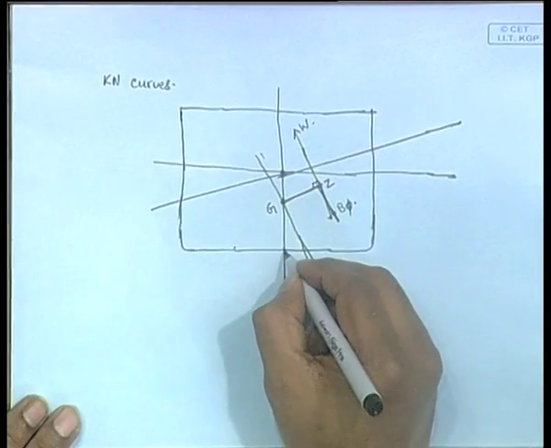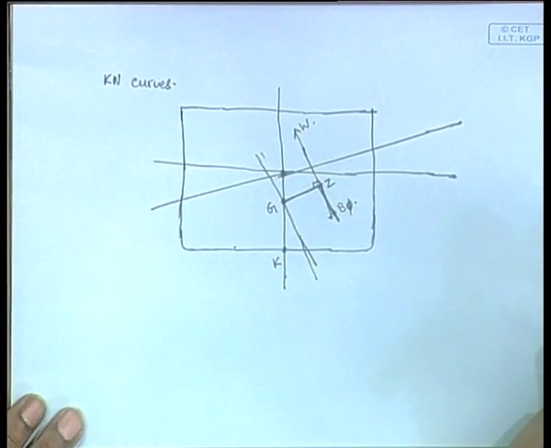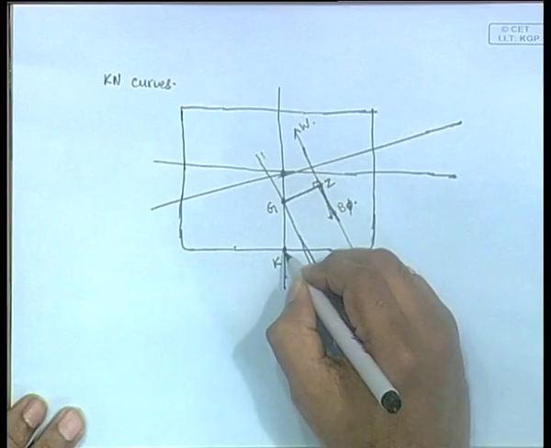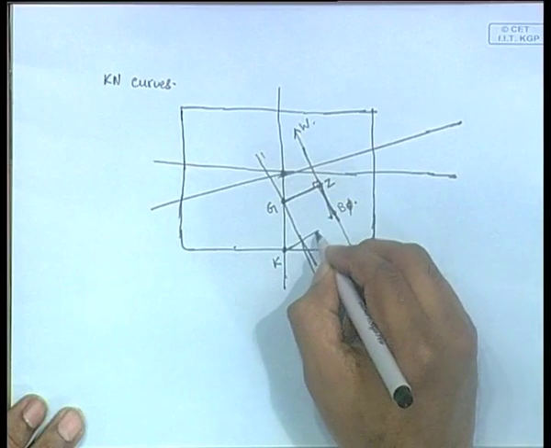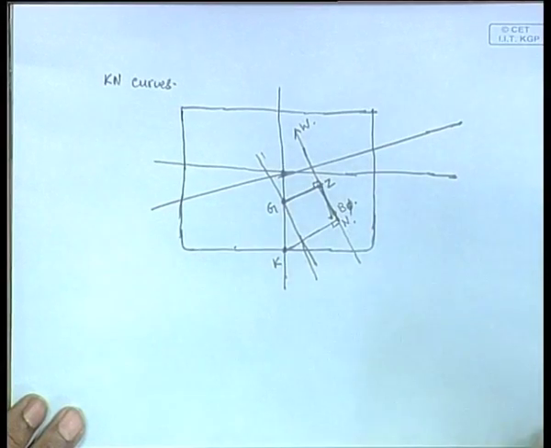Now, this is K, okay. This is the keel, the bottommost point of the ship. Now, to this line, if you draw a perpendicular like this, that point we call N, okay.